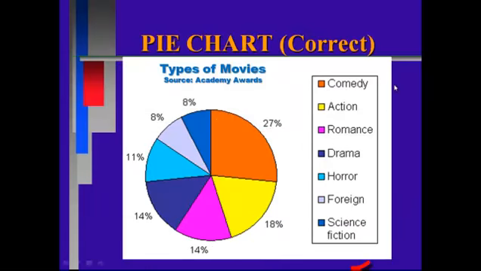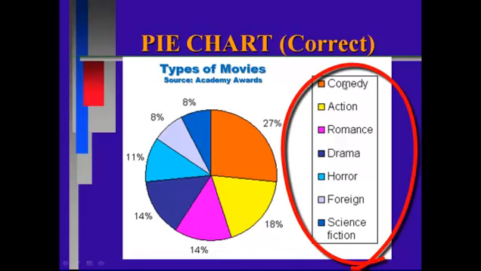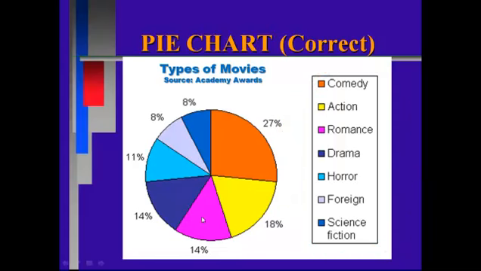Let's take a look for a moment at this pie chart. Here is your legend out to the side, so I know that the orange piece represents comedy, the yellow piece represents action, and so on down. This is called a legend. It has a title, it has a source, and it has the numbers represented here. Now, your numbers can be on the outside, they can be on the inside, or they actually could be over here, maybe under comedy, you would put 27%. I like to see them over at the pie piece, over on the outside or the inside, because that makes it much easier to read.